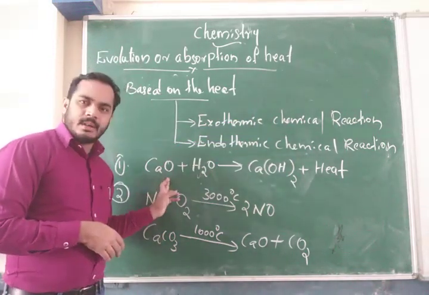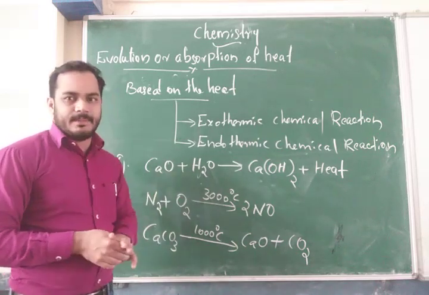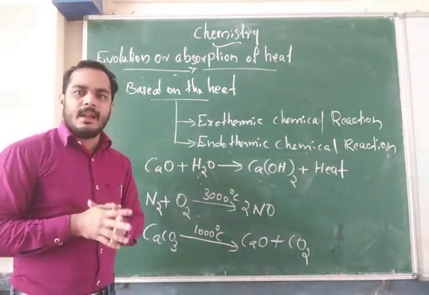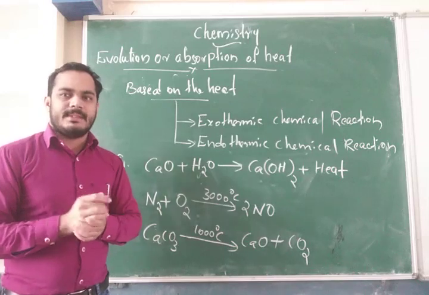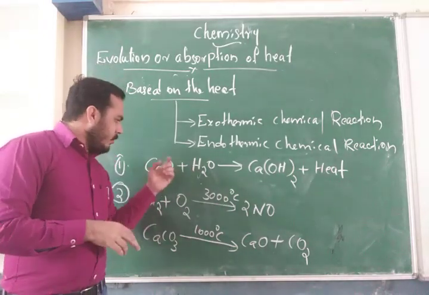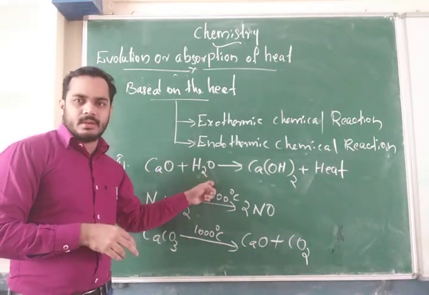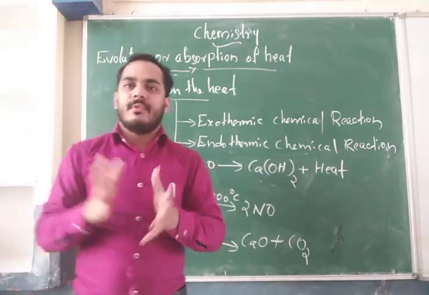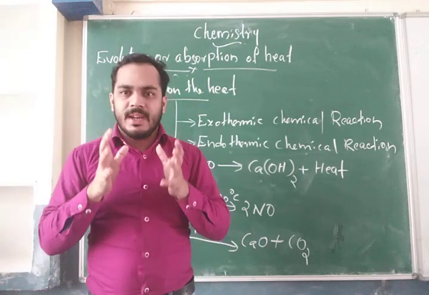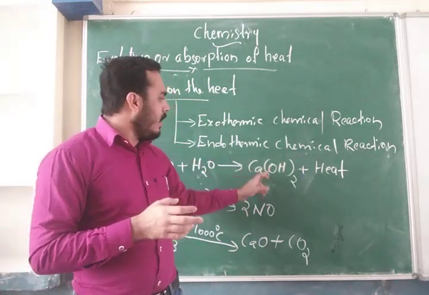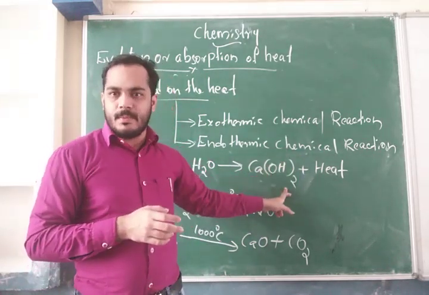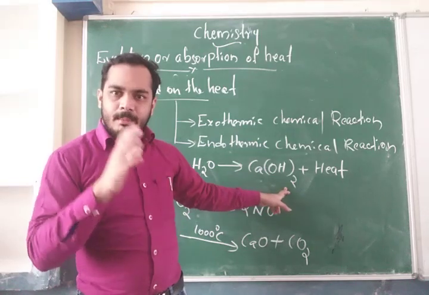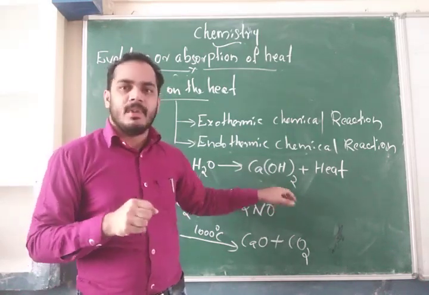So here, calcium oxide, CaO. That means calcium oxide, simply quicklime. So this calcium oxide reacts with water to form loads of heat energy along with the calcium hydroxide also formed. What is the product? Mainly heat energy and calcium hydroxide.